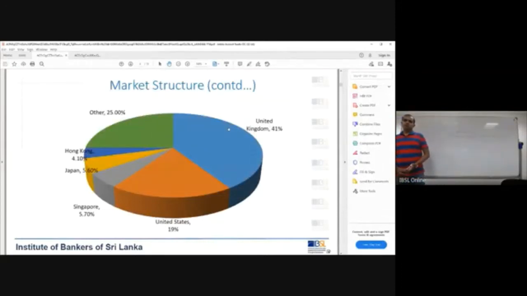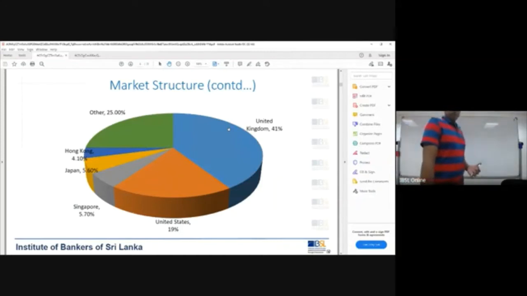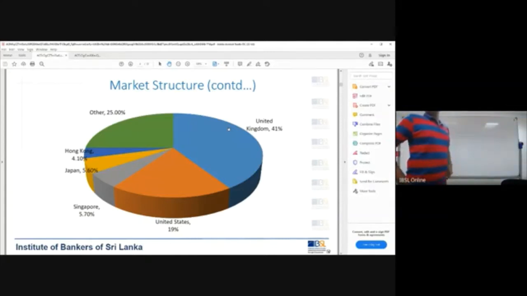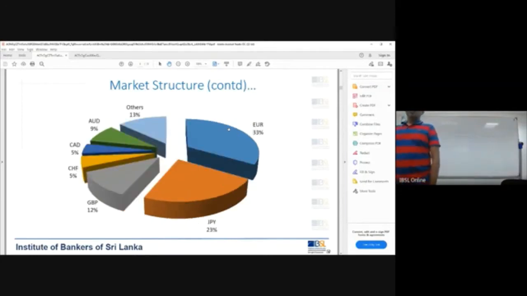These are the main centers: UK, Hong Kong, Japan, Singapore, US. Interestingly, most of the volumes happen during UK time. That is because the UK overlaps with Asia as well as the US, right? So most of the transactions occur during that time. And the main currencies are the G7s basically.